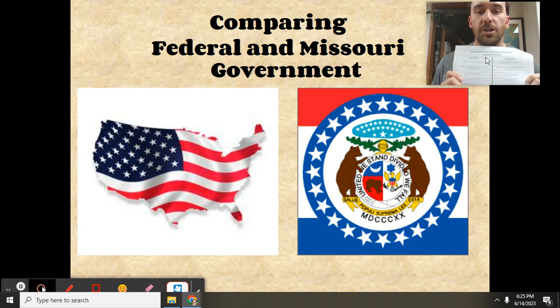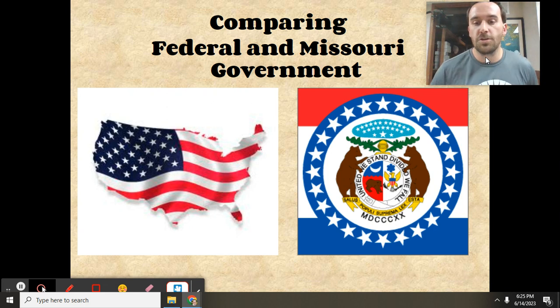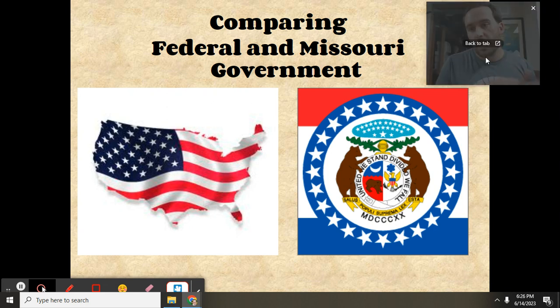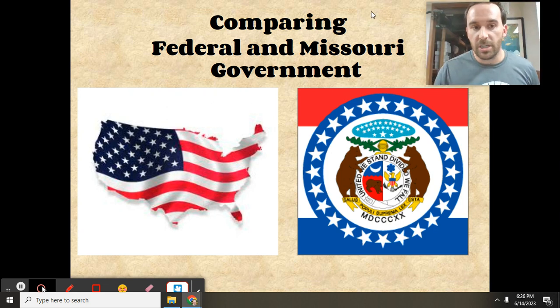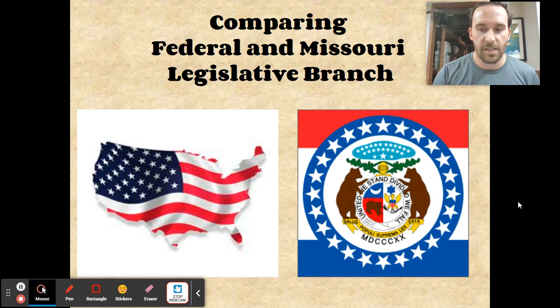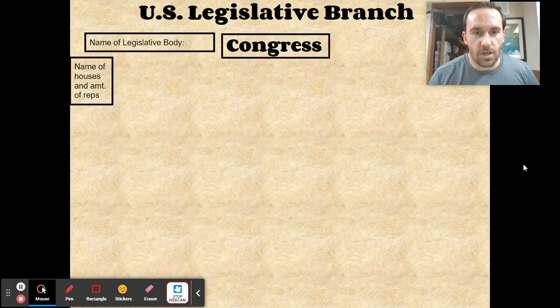The reason we're doing this is because the Missouri Constitution test is going to be essentially a test over what is similar and what's different between the U.S. or federal government and the Missouri government. So we're going to talk about each of the 3 branches, look at some things side by side so that you all can better understand the similarities and differences between the 2. First thing that we're going to look at is the legislative branch. As always, we go in order: legislative, executive, judicial, and let's get started.